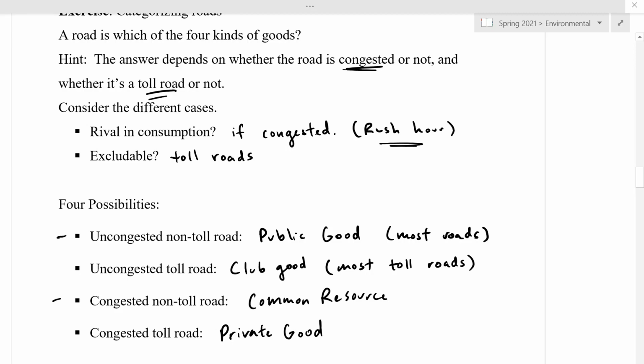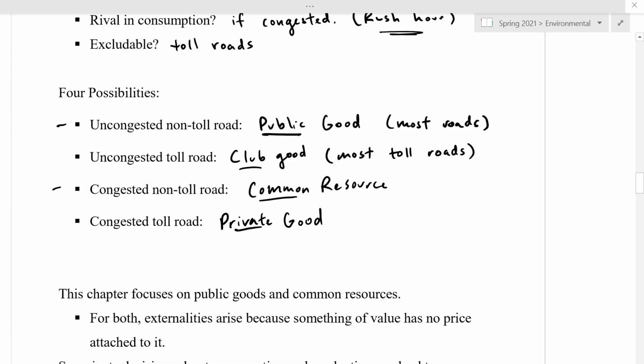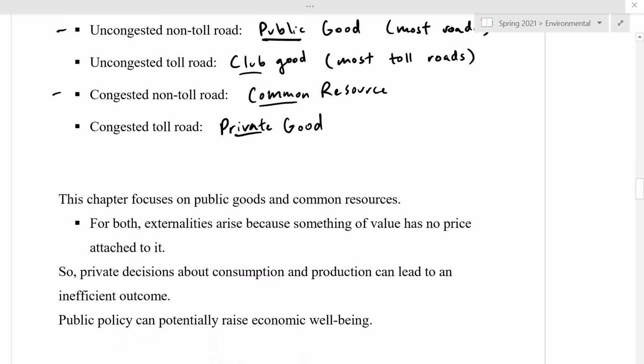But ultimately, it just depends on whether it's rival, whether it's excludable, and the combination of those 2 things are going to classify goods as public, club, common resource, or private. And yeah, so this hopefully will get you a little bit of an idea about where things are heading. Again, we're focusing on the common goods and the public resources.